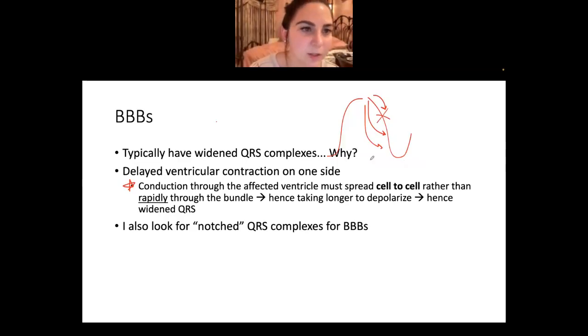That's why normal people's hearts don't do this. And that's why normal people's hearts go through the bundle. But if there's a block, they have to go around it. Takes longer. That's your widened QRS. It takes longer for the QRS complex. It takes longer for the ventricles to depolarize.